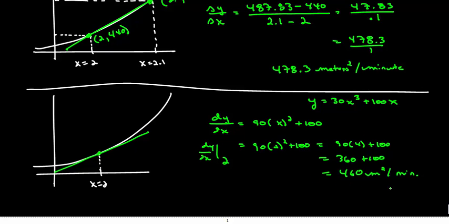Now you notice that this calculation, it's not hard to do. So if someone came to the oil slick at exactly 2 minutes and they said, how fast is this slick changing? We'd say it's changing at 460 meters squared per minute.